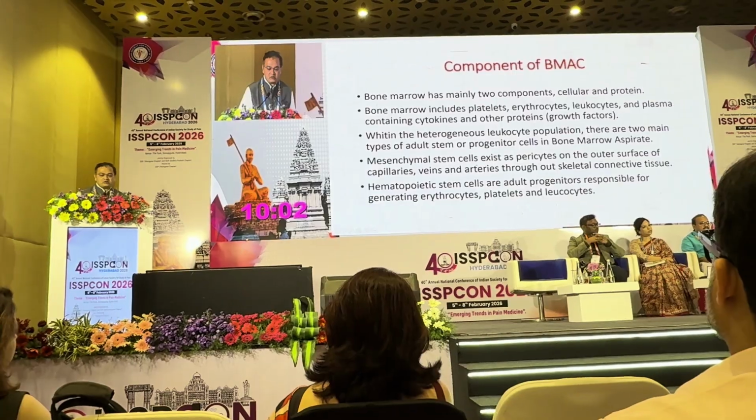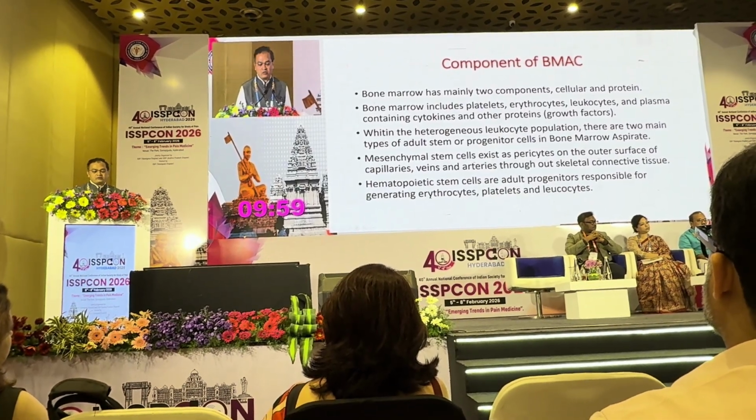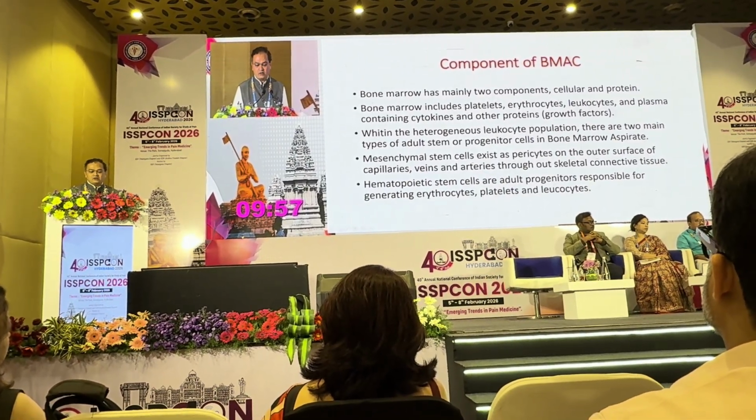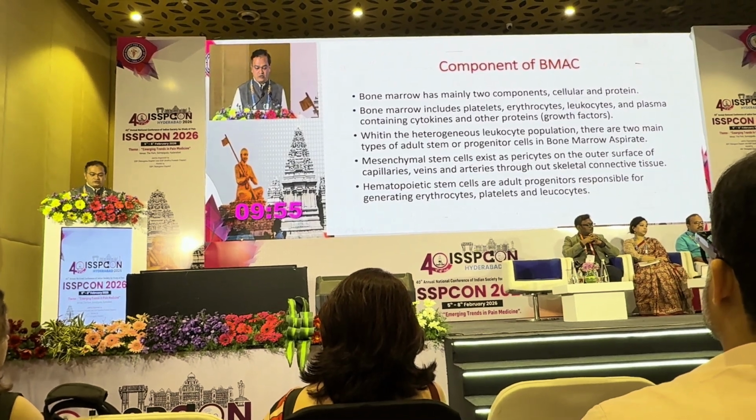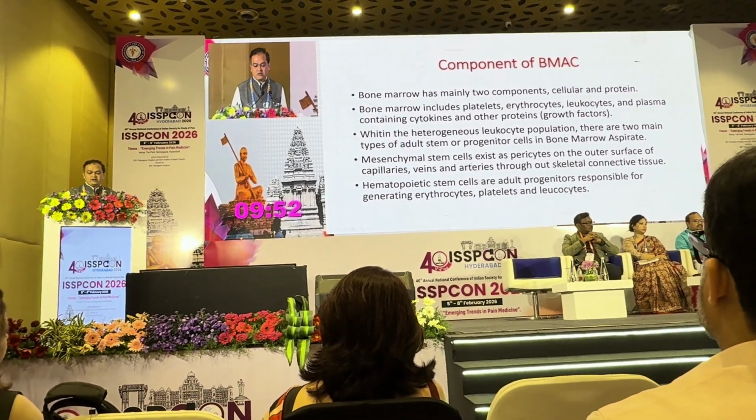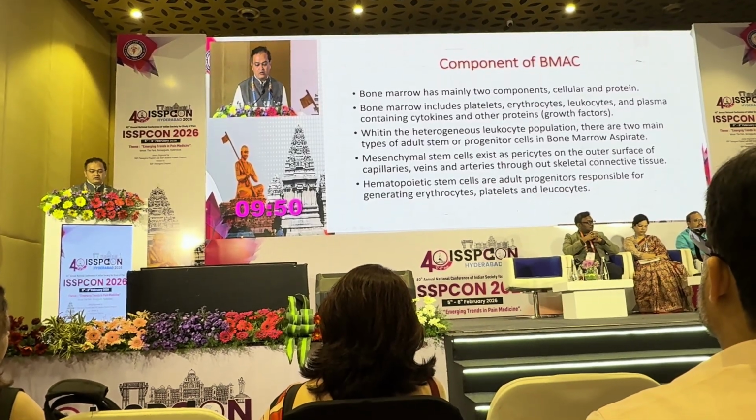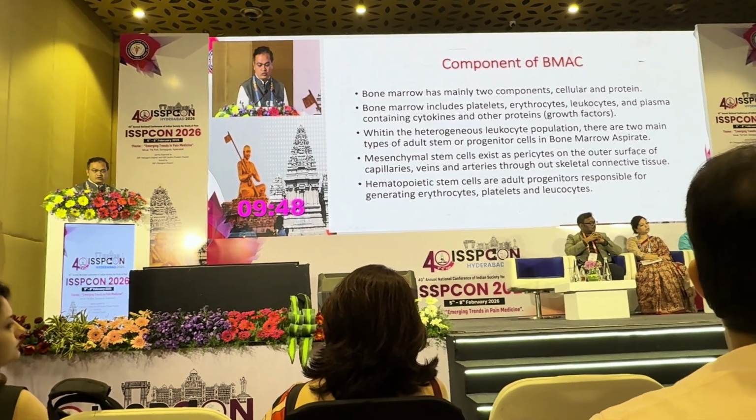So mesenchymal stem cells exist as pericytes on the outer surface of the capillary veins and arteries throughout our skeletal connective tissues. And hematopoietic stem cells are adult progenitors responsible for generating erythrocytes, platelets and leukocytes in the bone marrow.